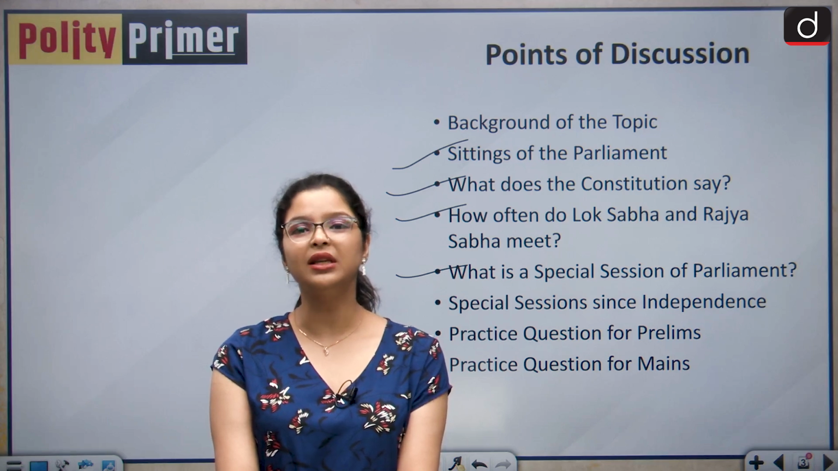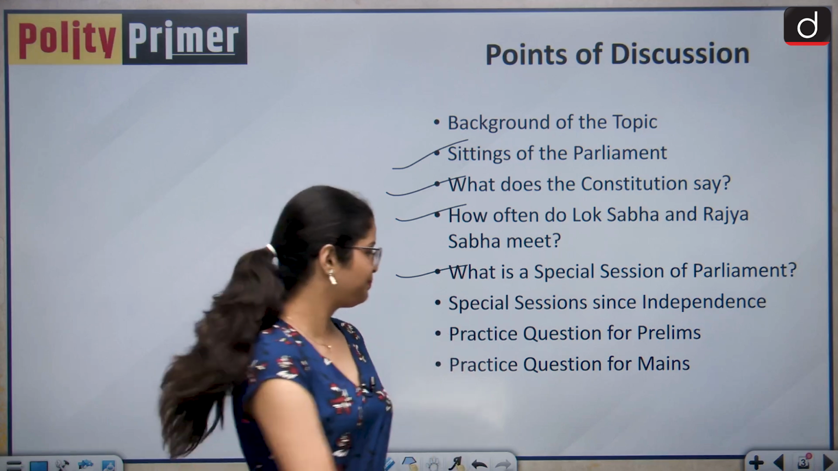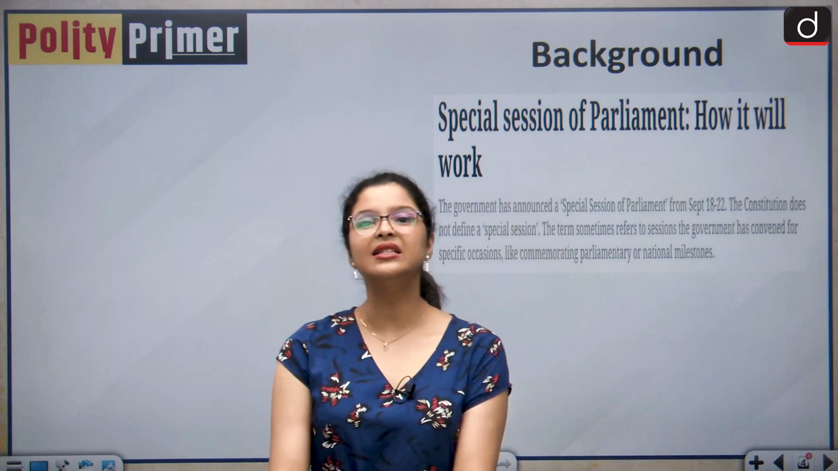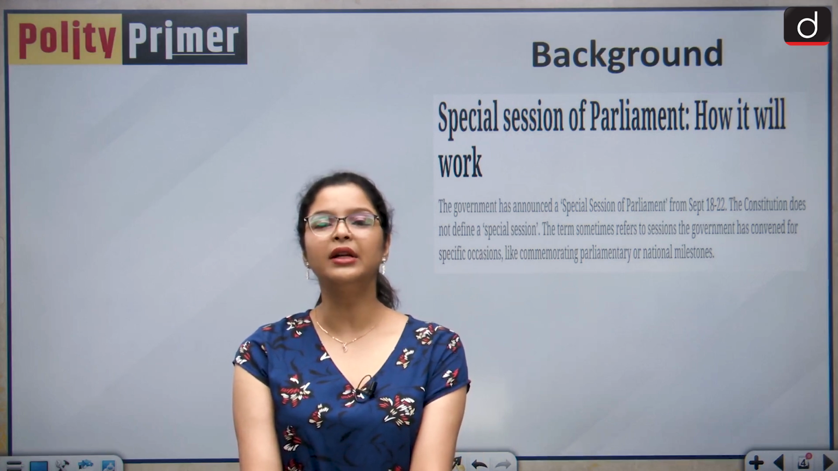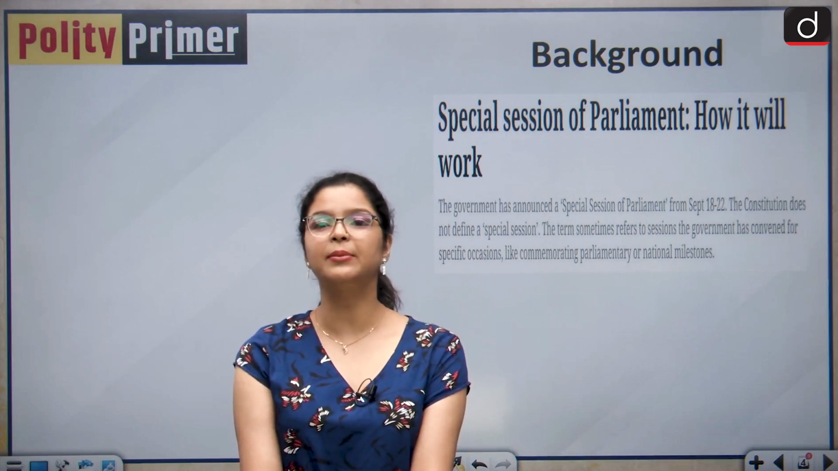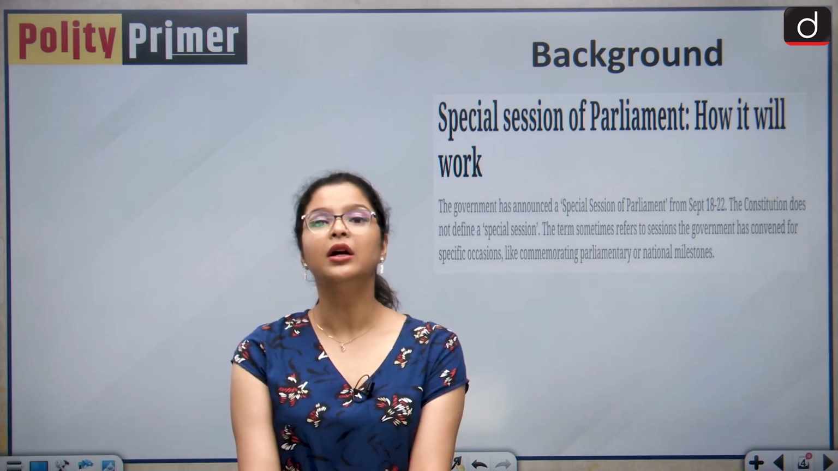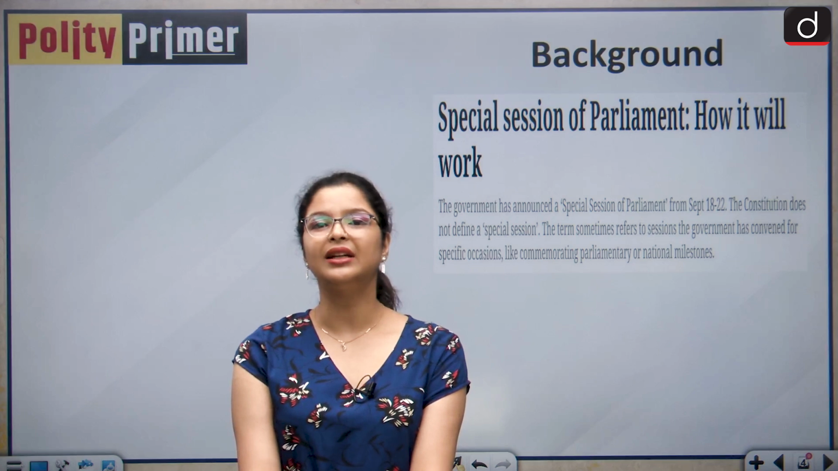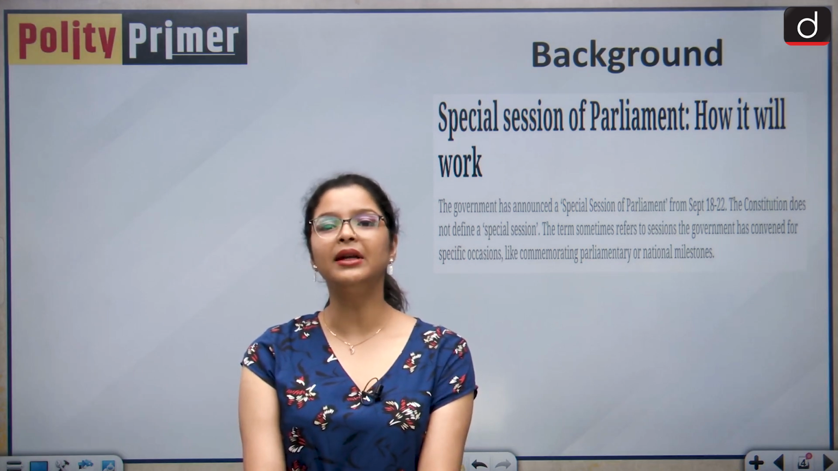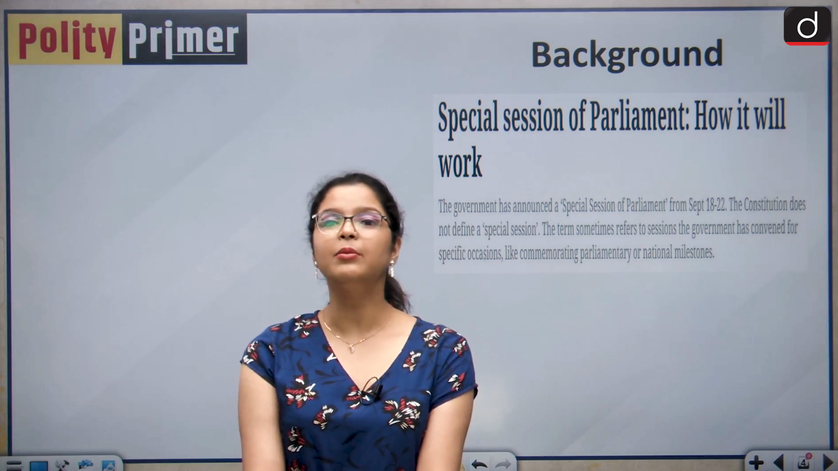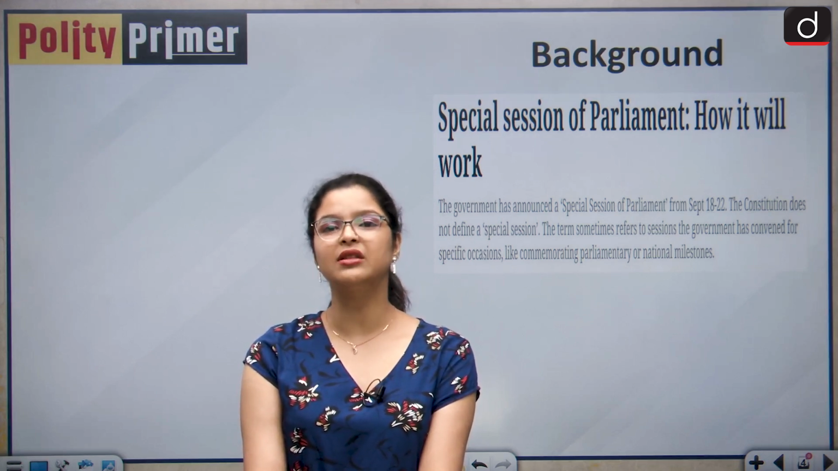Now let us proceed to see the background of today's discussion. It has recently been announced by the Union Minister for Parliamentary Affairs that the Parliament is going to conduct a special session from September 18 to September 22 to discuss some important items. It is speculated that important bills such as the One Nation One Election bill, for which a committee has also been constituted, might be discussed and brought in this special session of the Parliament, although the government is very tight-lipped about its agenda.